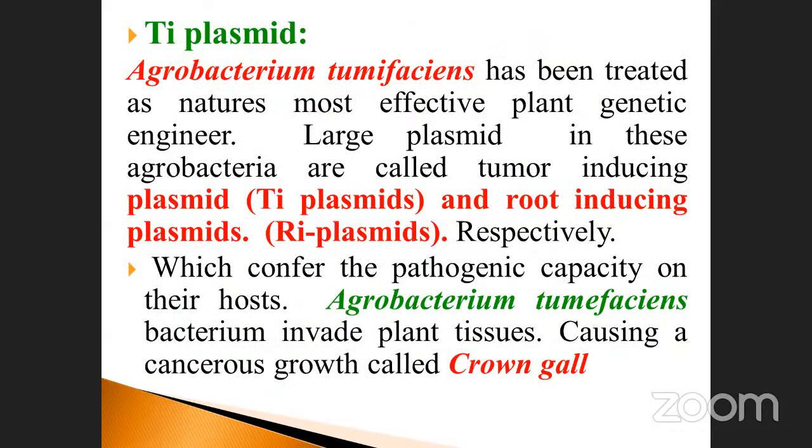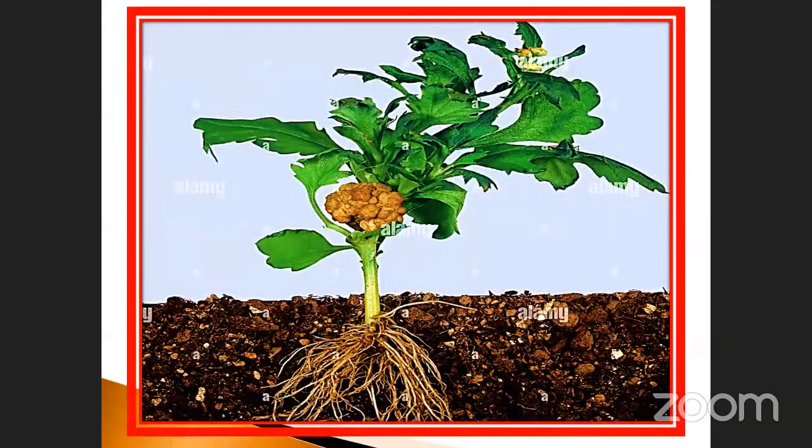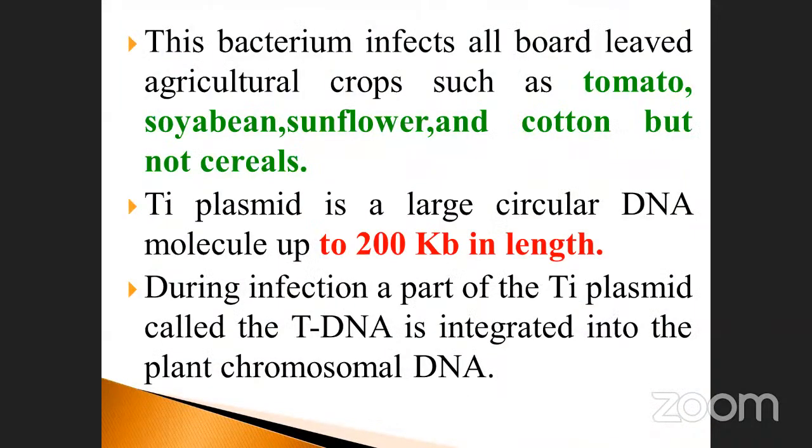And the Ti plasmid is from Agrobacterium tumefaciens, and another one is called the root inducing plasmid. Both are inducing tumors. So as a result, the crown gall effect is there. Crown gall is induced by Agrobacterium tumefaciens and the Ti plasmid present in it. Already we saw the structures and how it will be produced. Particularly it affects tomato, soybean, sunflower, and also cotton, but not cereals. Cereals it does not affect.